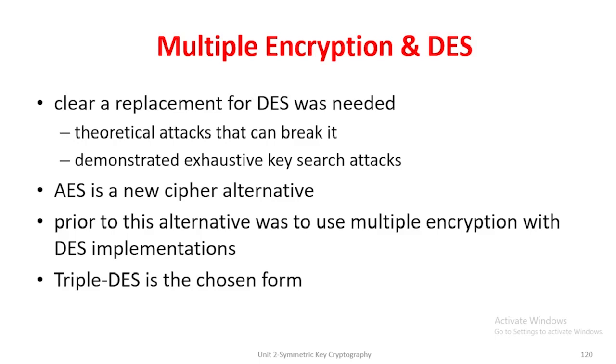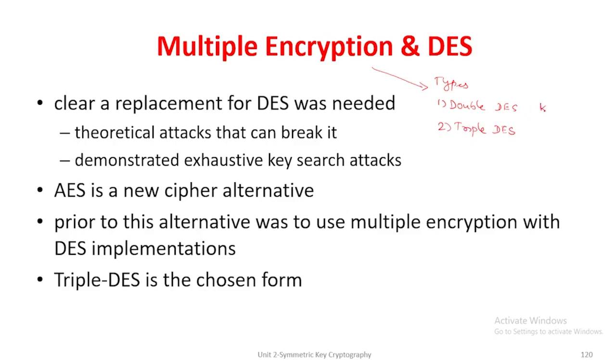Basically, two types of multiple encryption are available. The first type is double DES. Double DES means we are implementing the encryption mechanism two times. The next scheme is triple DES, where we use it three times.